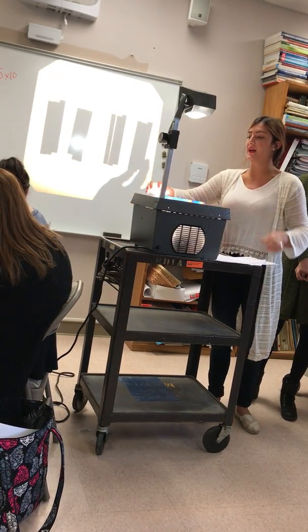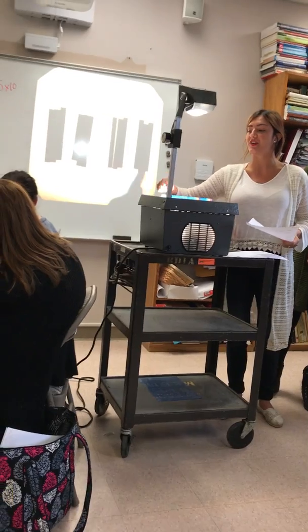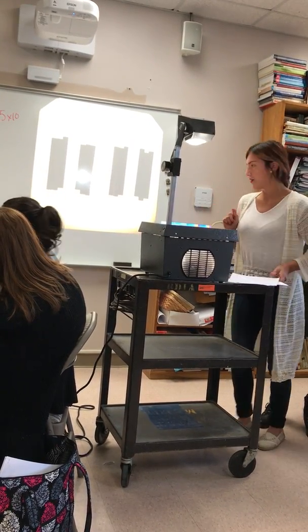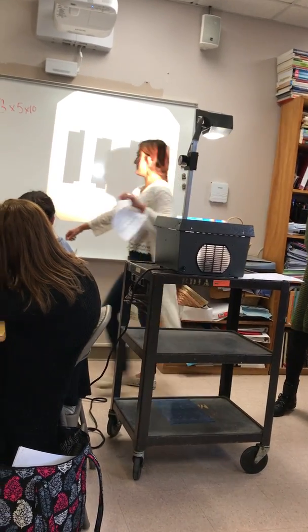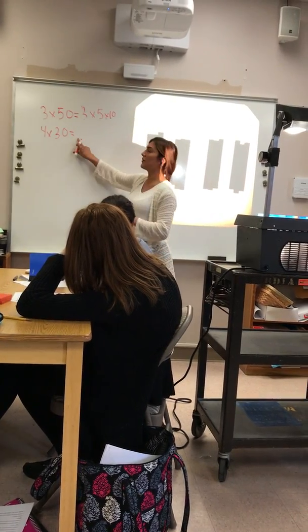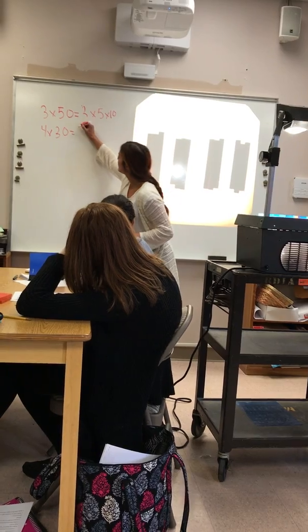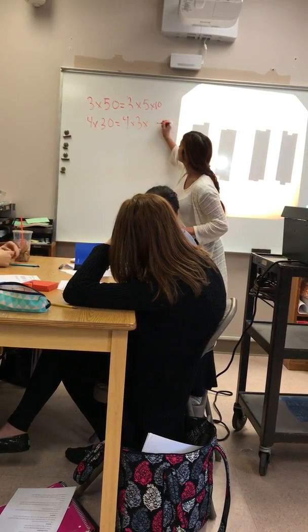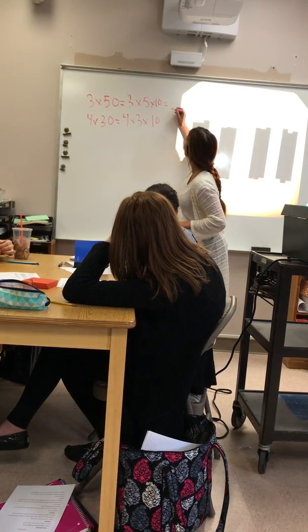So let's count that all together. So this is 3 groups of 10, which is 30, 60, 90, 120. Good. So how do we break this down? What comes first? 4. Times. 3. Times. Good.